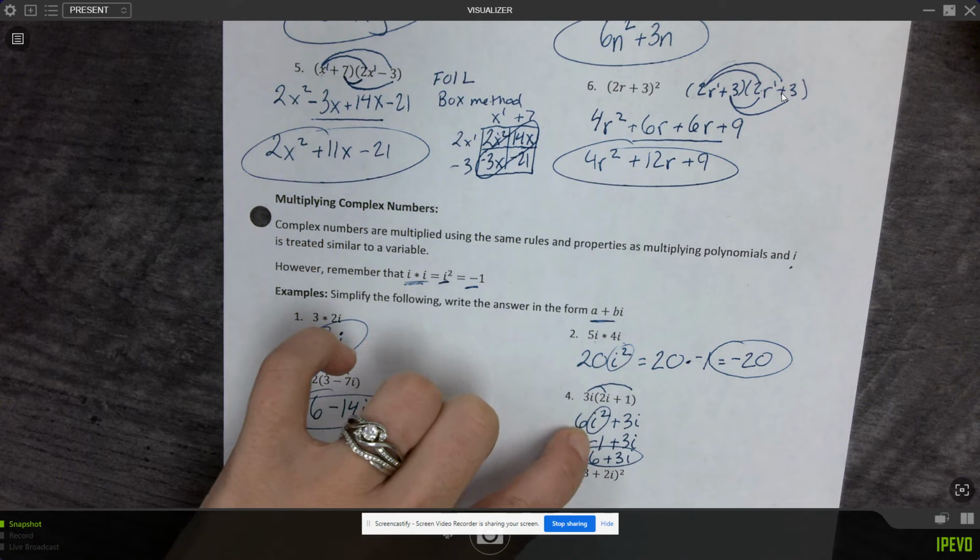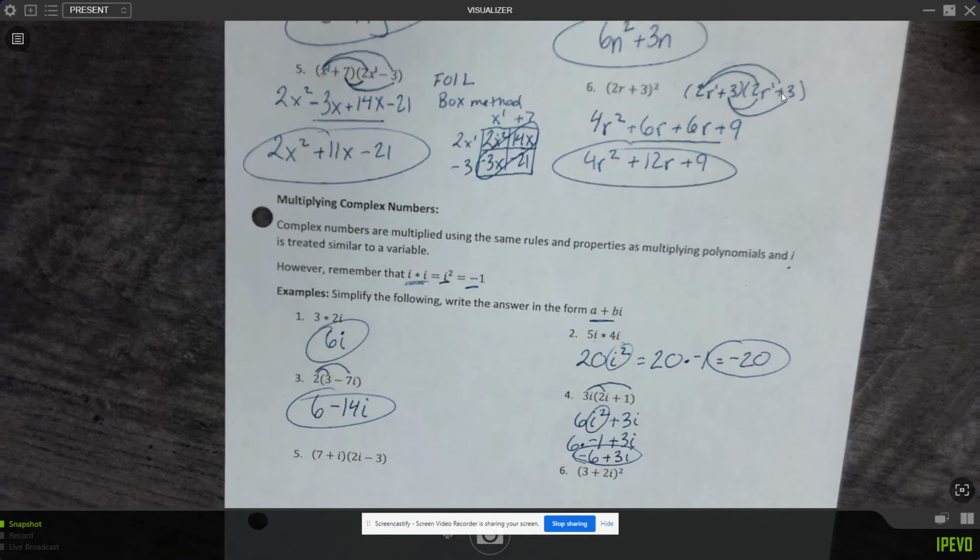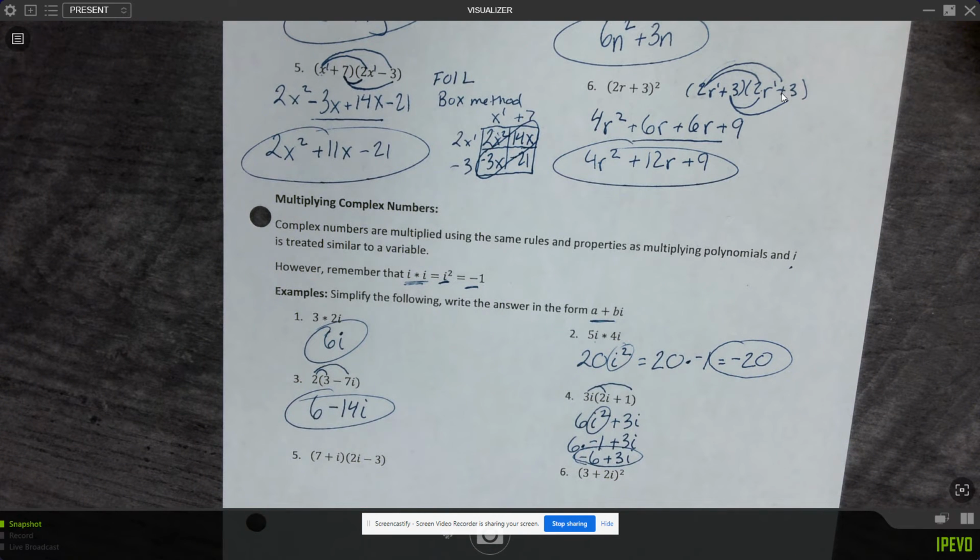So anytime you have an i squared, you have to turn it to its -1, multiply the coefficient by that -1, simplify. And then make sure it's in the right order, a plus bi, which this one is. If it was backwards, make sure you flip it around.